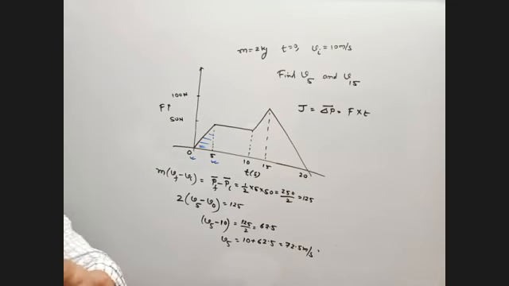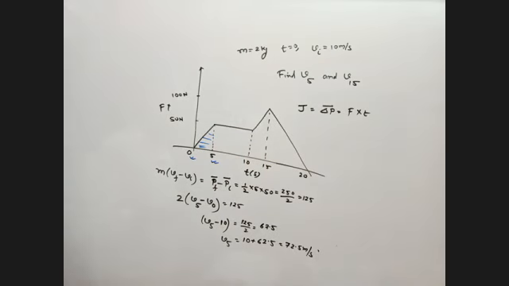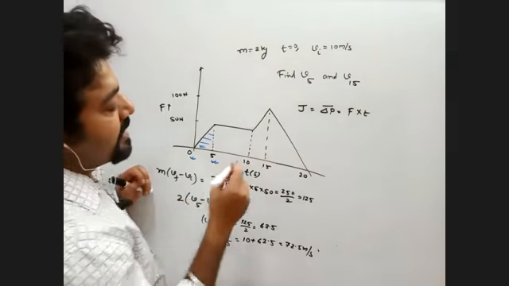Is it clear? Yes, sir. Now, if you want to find out the velocity at 15 seconds, because I'm just giving you two, you can find out the velocity at all points, means at 10, 15, 20 also. I just gave you two different points. So it is your choice.